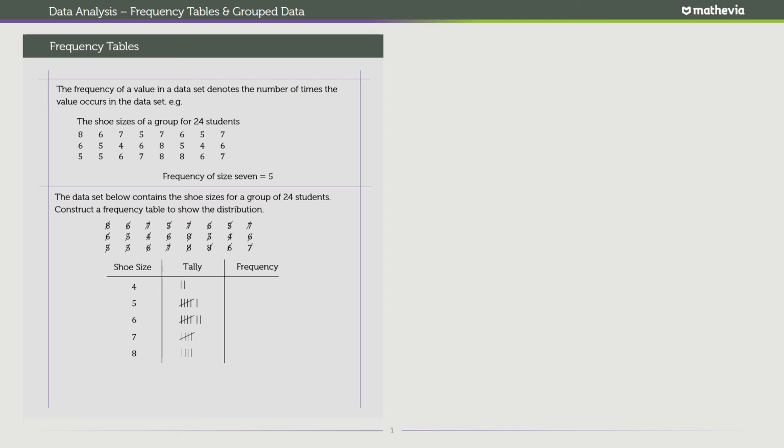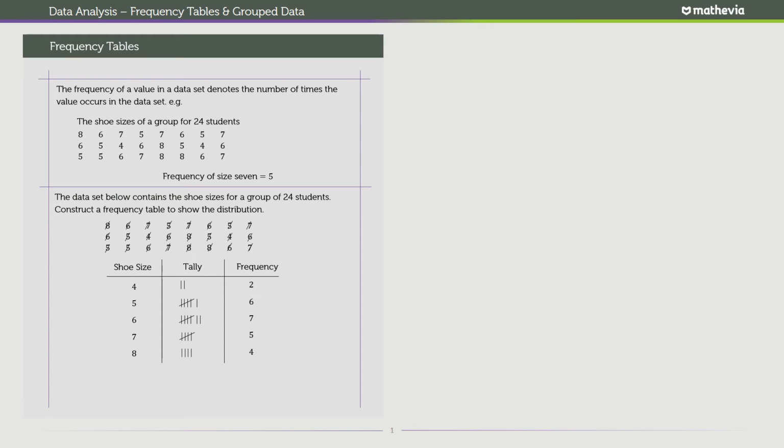So for 5, what we have there is 5 plus 1, we have 6. Okay, so we already have that. 4 is 2, 5 is 6, and then for 6 we have 7. So 6 occurs 7 times in the data set. And for 7 we have 5, and then for 8 we have 4.